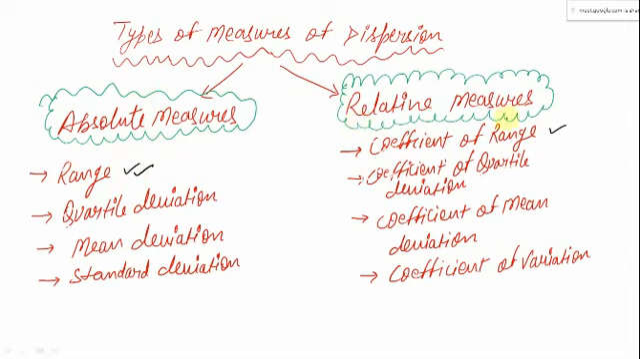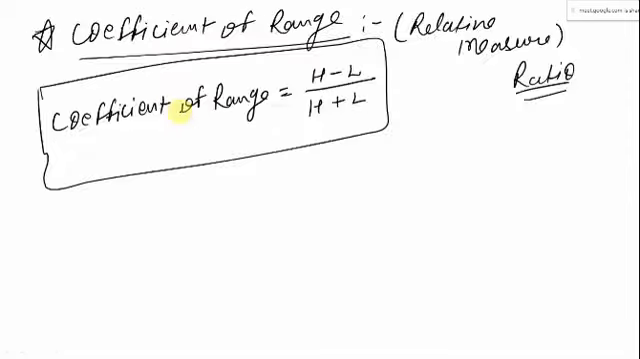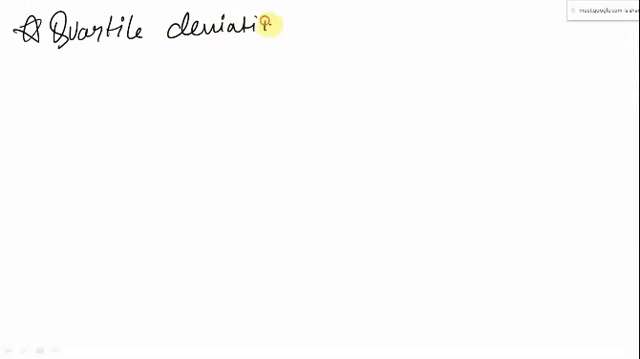So range we have done. Now coming on to the second one, quartile deviation. Now, quickly, can anyone from the class tell what we mean by quartile? What do you mean by quartile?